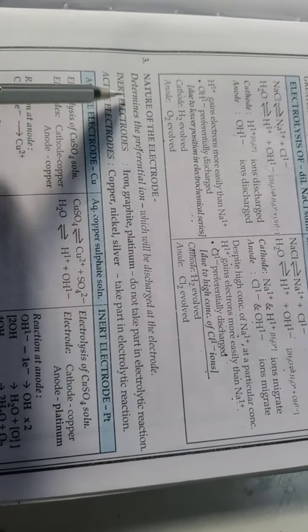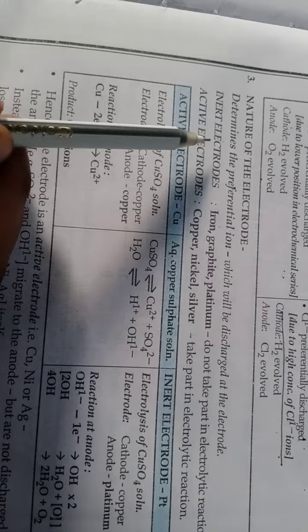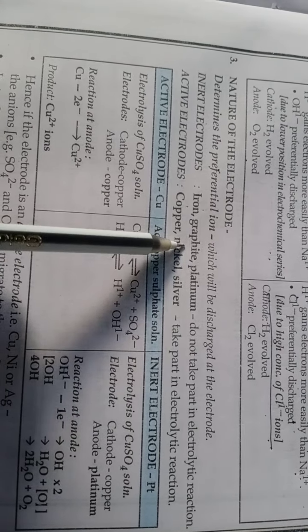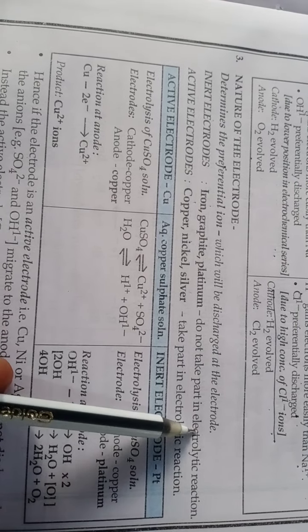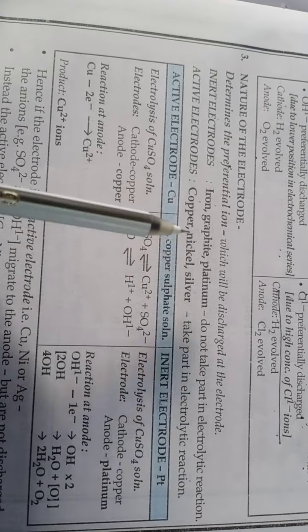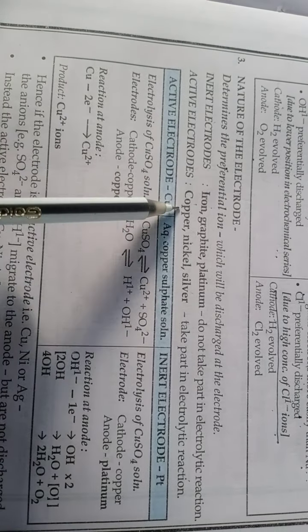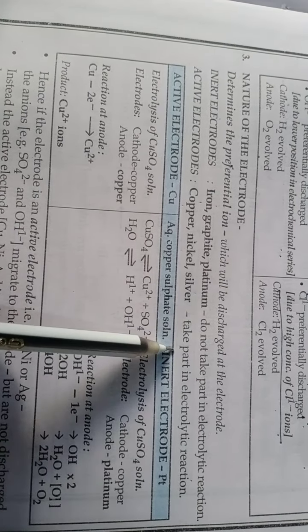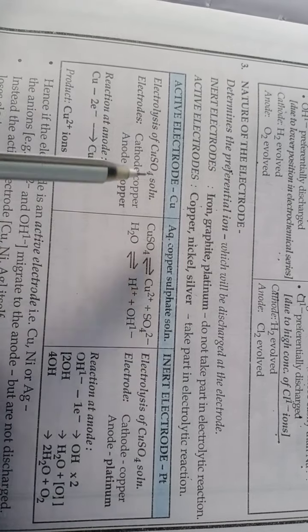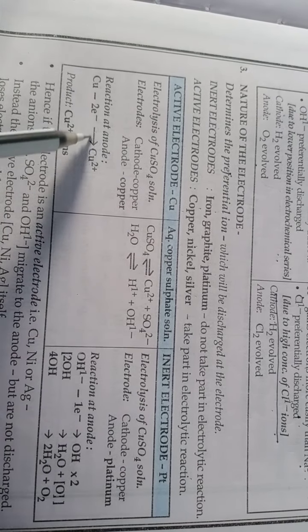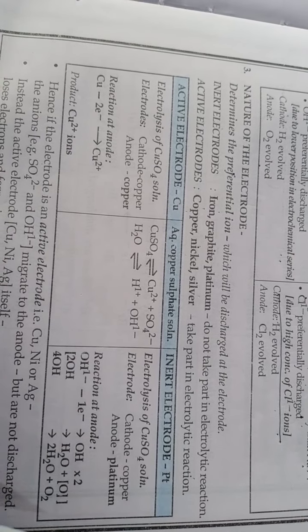So see here, the nature of the electrode determines the preferential ion. Inert electrodes like iron, graphite and platinum do not take part in the electrolytic reaction. That means they will not chemically react anywhere. Whereas active electrodes, that is copper, nickel and silver, will take part in the electrolytic reaction. This whole process we will learn in detail.